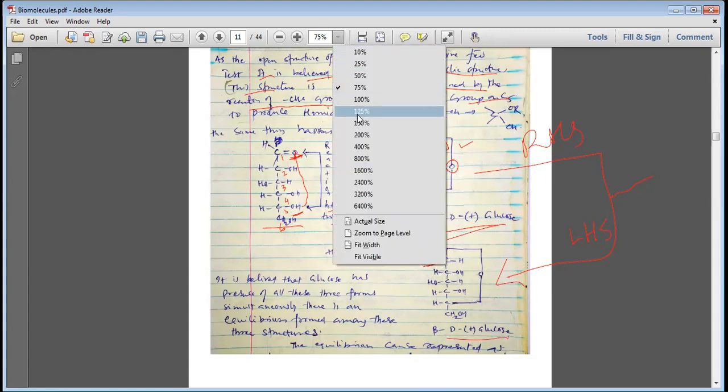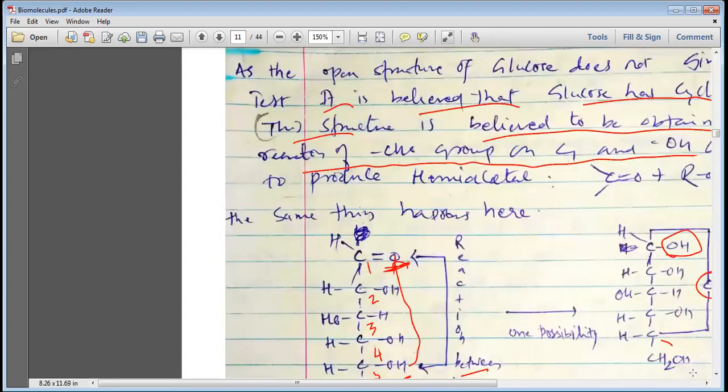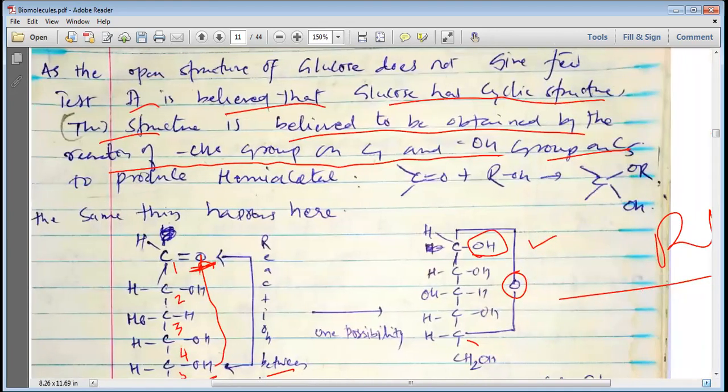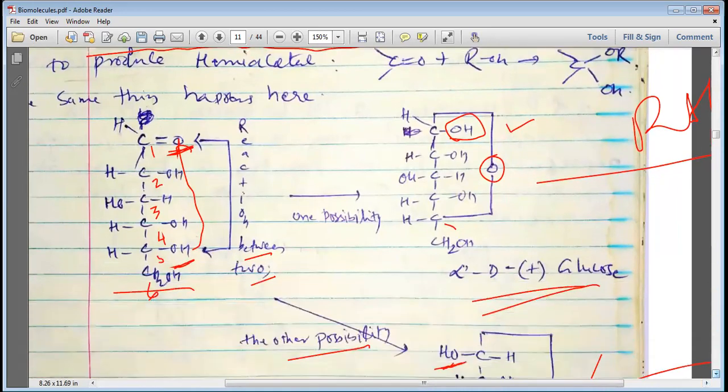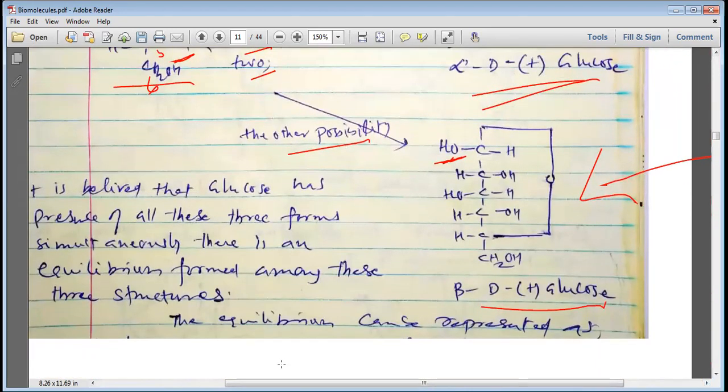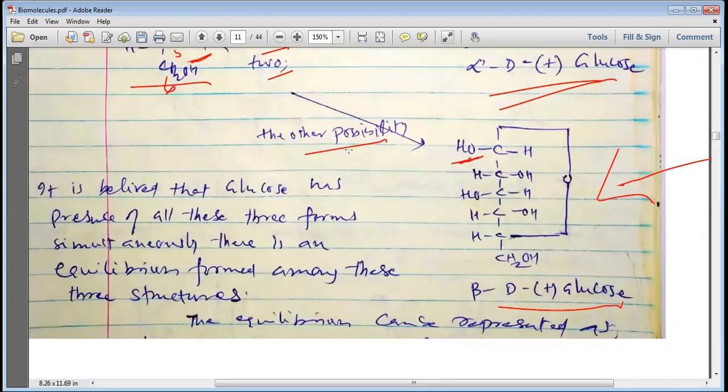And this is how, my dear students, we understand alpha D glucose and beta D glucose in the cyclic structure of glucose. So these anomers of glucose can also be understood in the cyclic structure of glucose. It is believed that glucose has all these three forms present simultaneously, and an equilibrium is formed among all these three structures.